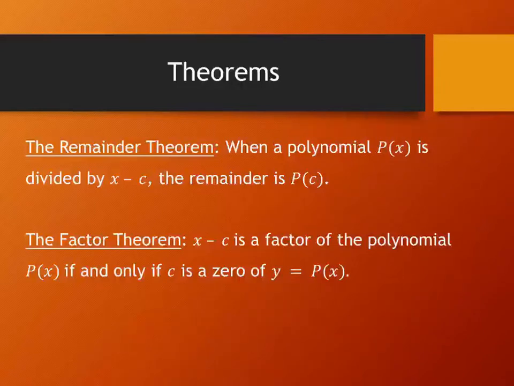Going hand in hand with that is the factor theorem, and it says that x minus c is a factor of the polynomial p of x if and only if c is a zero of y equals p of x. Or, equivalently, you could write p of c equals 0. So if the remainder is 0, if p of c is 0, you have a factor, x minus c.